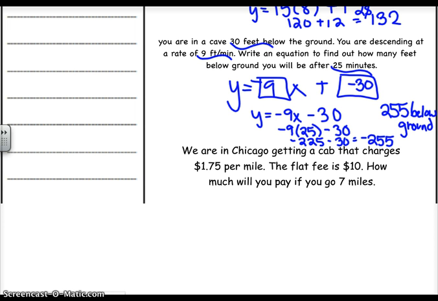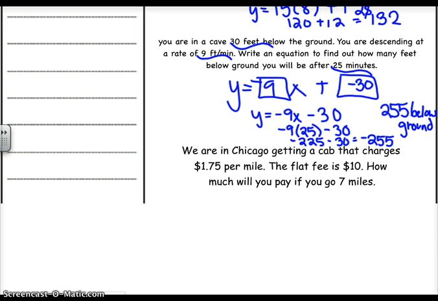I want you to try to do this next one. You are in Chicago getting a cab that charges $1.75 per mile. The flat fee is $10. How much will you pay if you go 7 miles? Okay, so I want you to set up the equation and then we'll go.